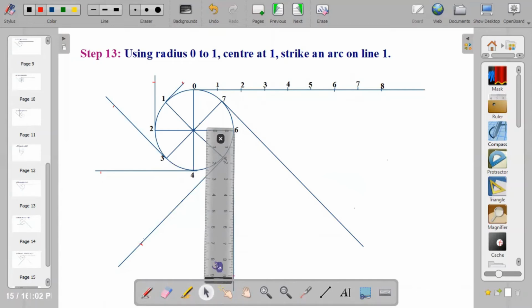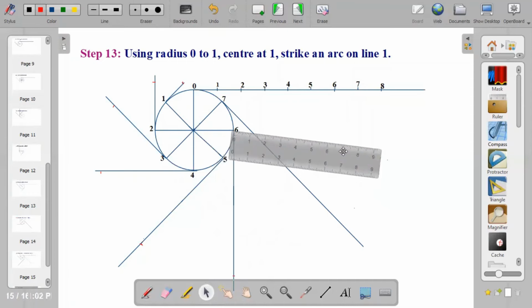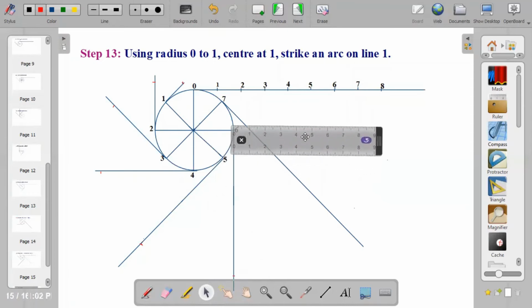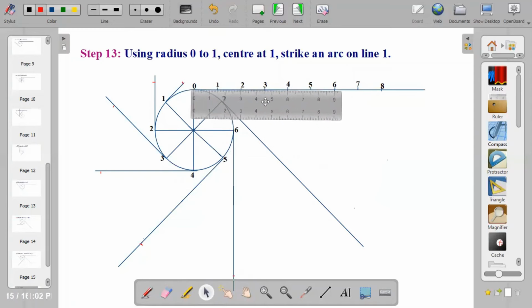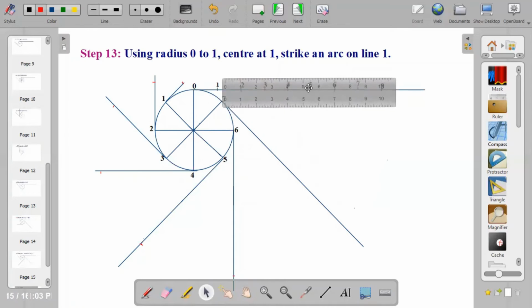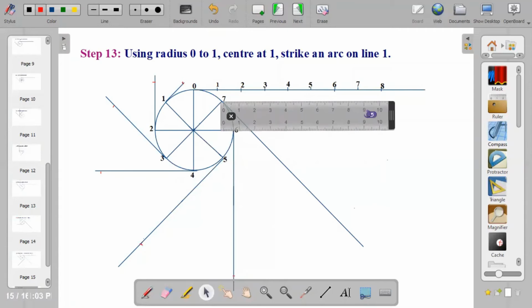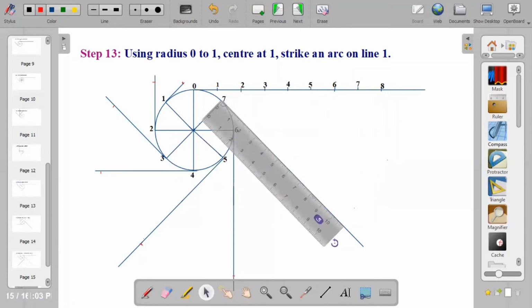Next thing is division 7. So I'll place it from 0 to division 7. 0 to division 7, I have 10.5. Center at 7, I'll mark 10.5 on line 7.